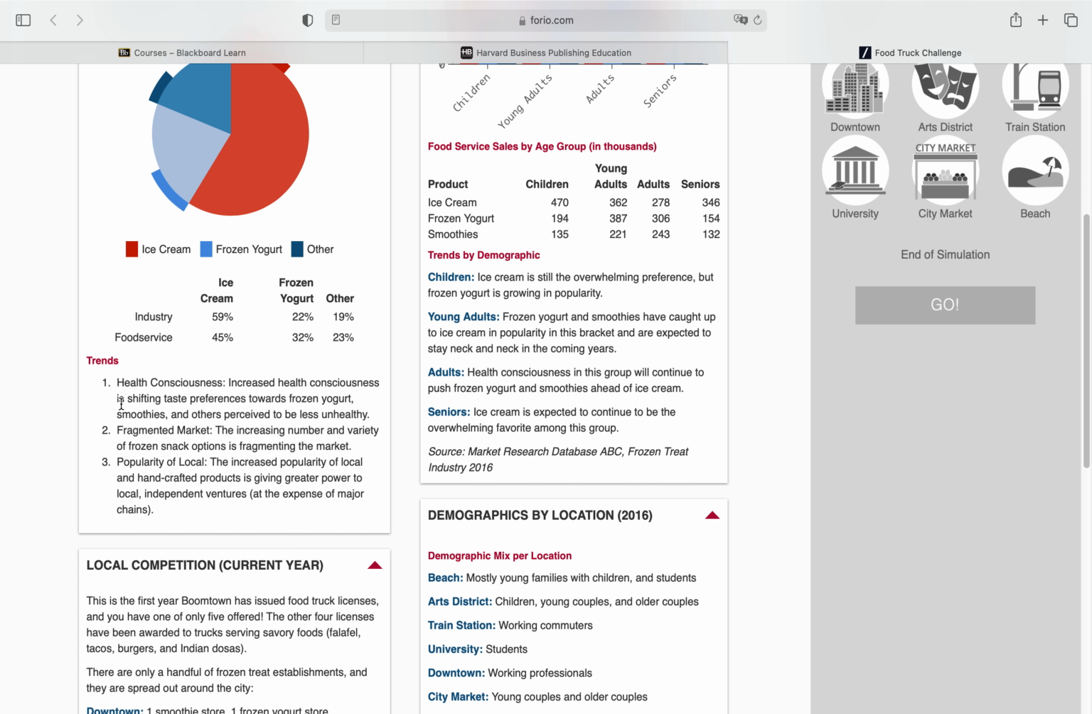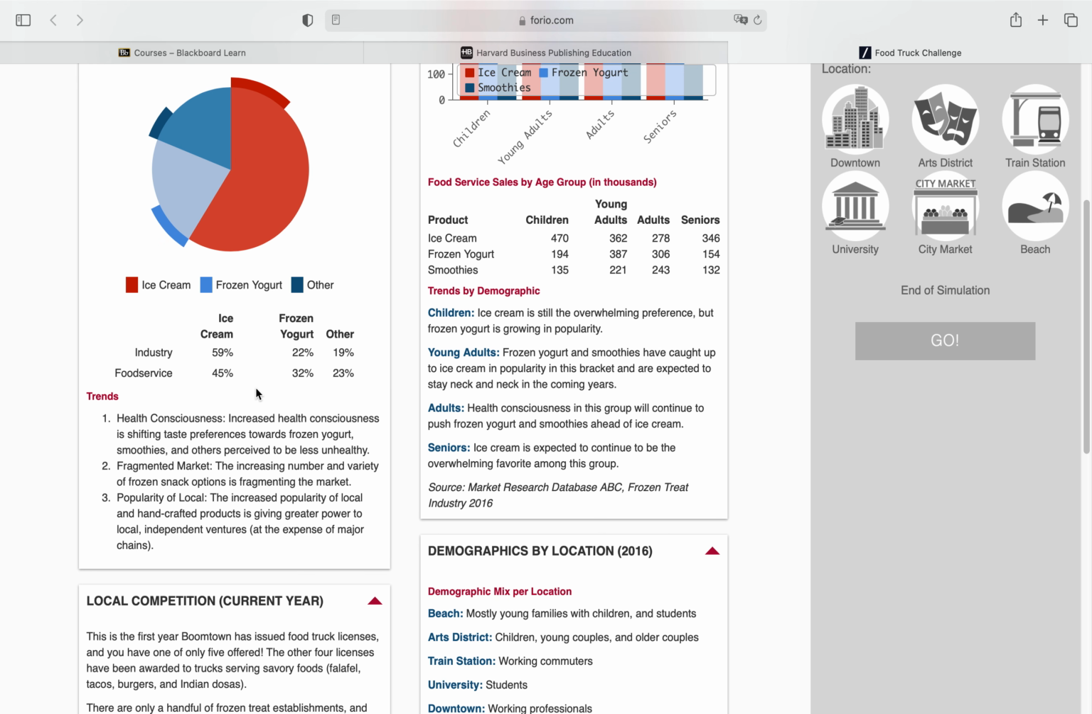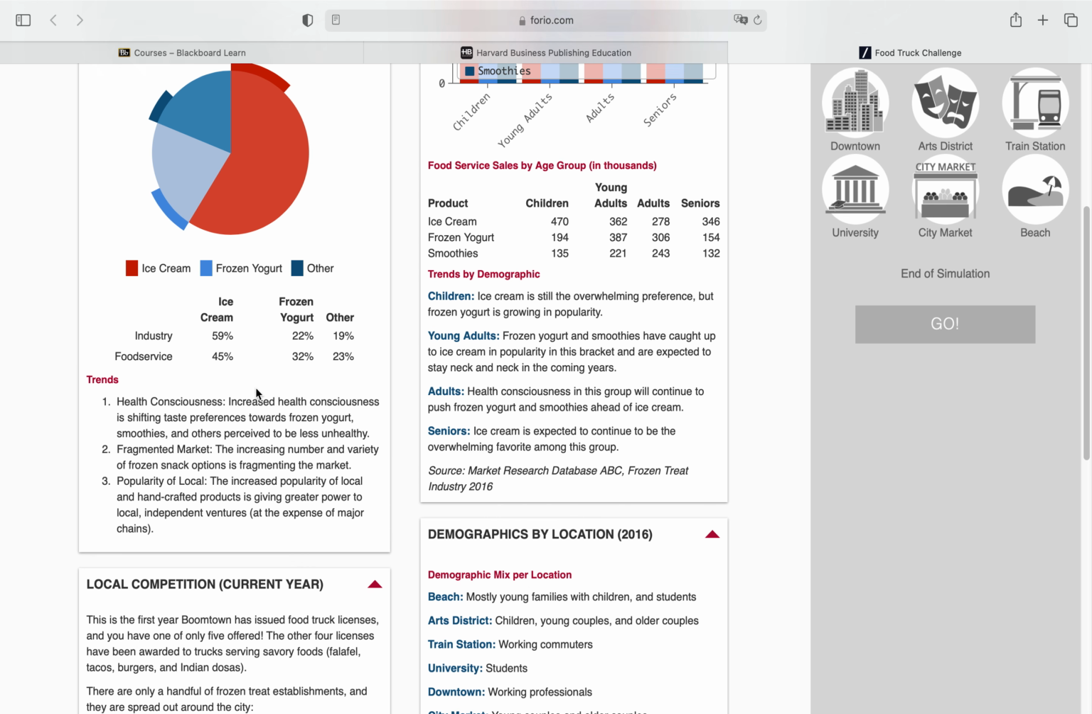Based on the trends, you understand that increased health consciousness is shifting taste preferences towards frozen yogurt, smoothie, and others perceived to be less unhealthy. So my takeaway is, if I want to run my operation, I definitely want to consider frozen yogurt and smoothie more than ice cream. However, keep in mind that does not mean you don't use ice cream as one of your products to sell.